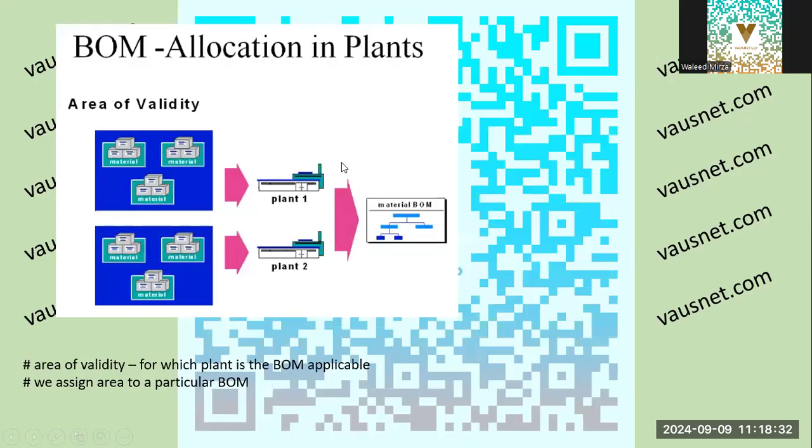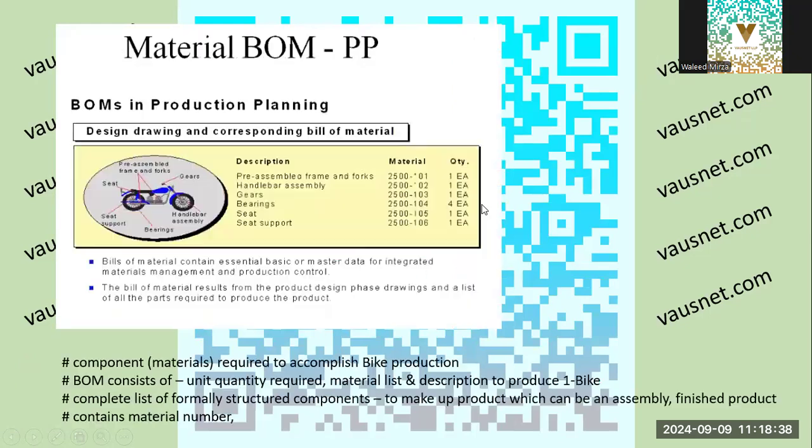And we can also allocate multiple plants, multiple materials in one bills of material, BOM. And in a material BOM, we can have a list of all the material that's required to make one finished good. Over here, it's an example of a motorbike.